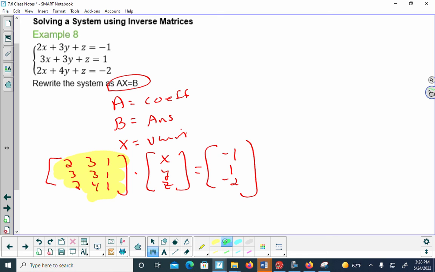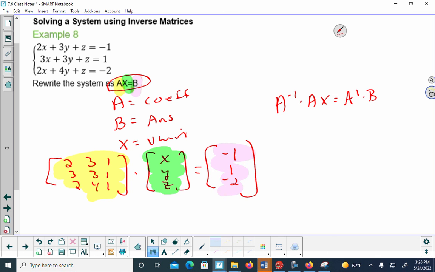coefficient matrix, the X is my variable, and then my B is my answers. Now to solve it, this is like when we started at the very beginning of this video. I cannot divide in matrix world, so I cannot divide by this coefficient matrix. But I can multiply by the inverse. So remember we said we did A inverse times AX is equal to A inverse times B.